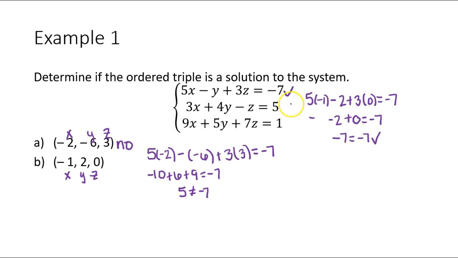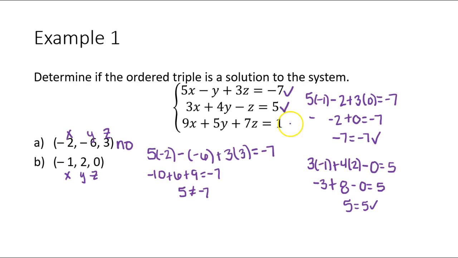So it works in equation 1. Let's try it in equation 2. We have 3 times -1 plus 4 times 2 minus 0 is equal to 5. 3 times -1 is -3. 4 times 2 is 8. Then minus 0. -3 plus 8 is 5, and 5 minus 0 is 5. And 5 is equal to 5. Therefore, it works in equation 2.